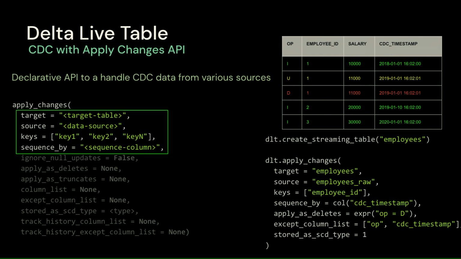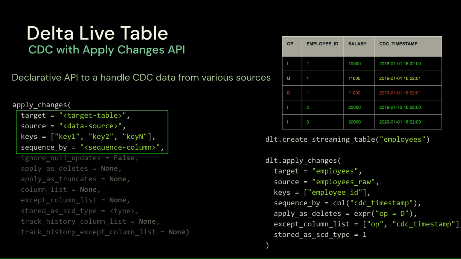So the first step is to create a target table. Again, this API can accept other parameters like partition column and schema and so on, but those are all optional. The only required parameter is the name that you want to call your target table, and that's it. And then you can immediately start using DLT.apply_changes. Target is our employees table. Source is my employees raw that will contain those set of records.